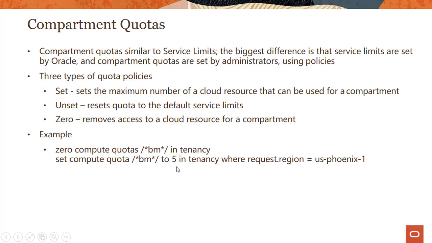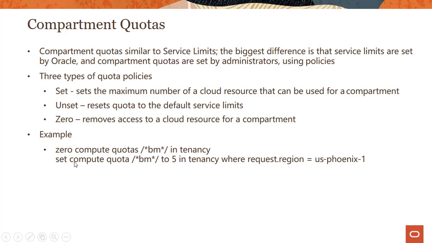So how do you set these compartment quotas? Very simple. You use quota policies, and you have keywords like set. You set the maximum number of resources you want. Unset resets the quota to the default service limits. And zero means you remove access to a cloud resource for a compartment or a tenancy. So for example, here you say zero compute quotas, and you have this keyword BM, bare metal, in tenancy, meaning you zeroed out bare metal instances, so nobody could create a bare metal instance in your tenancy.